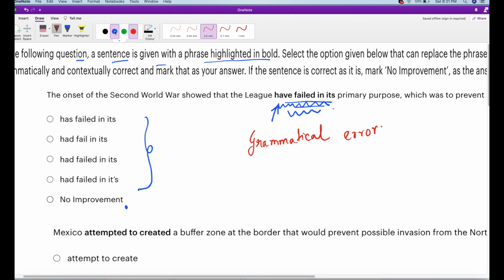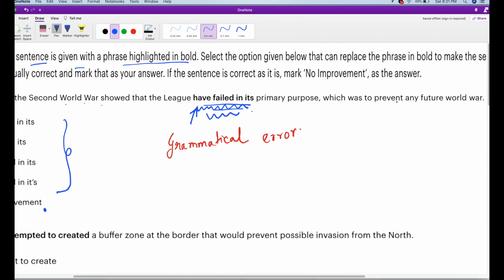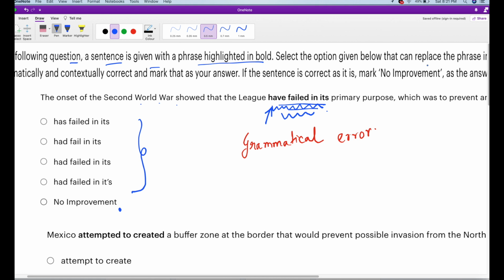Fine. So let's solve this question now. The onset of the Second World War showed that the League have failed in its primary purpose, which was to prevent any future world war. Okay. The onset of the Second World War showed that the League, this word League, this is a noun.